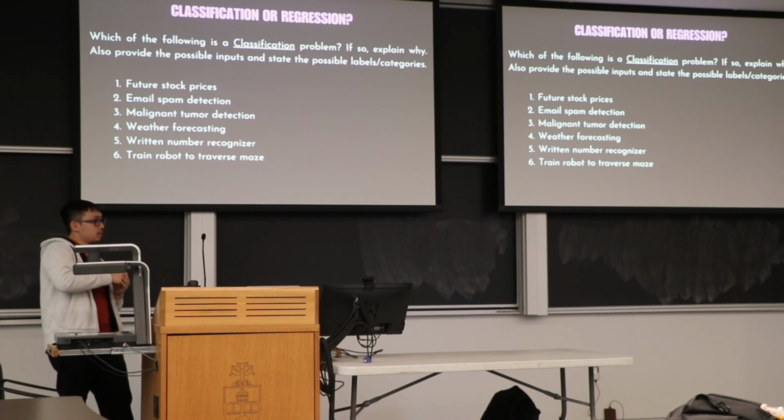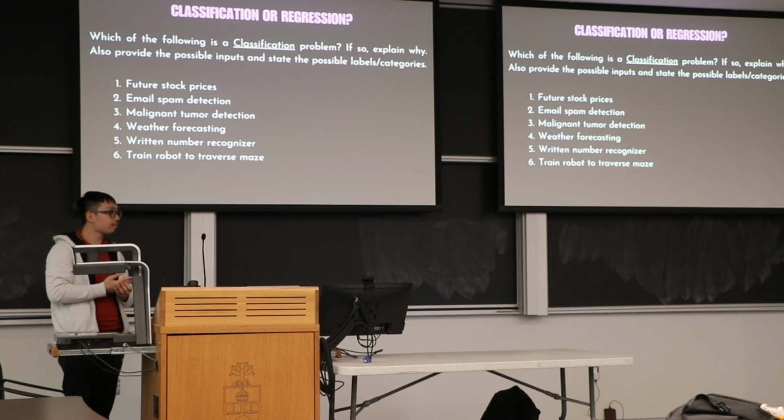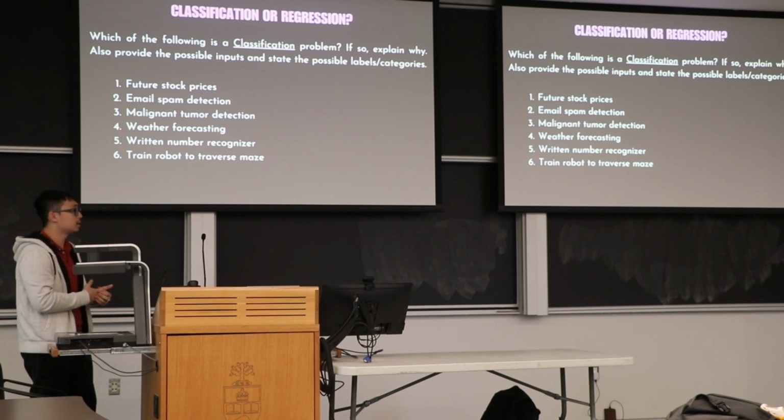And can you provide me the possible inputs or justify why it's regression? Like if it's a set of numbers and they're increasing, then there's a chance that they're going to increase. But the future, like you can draw a line for that. Yeah, continuous real values. How about email spam detection?